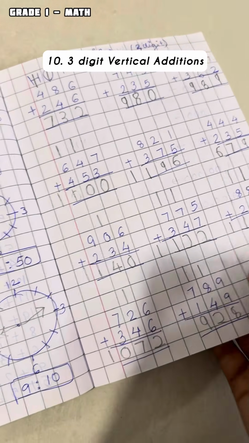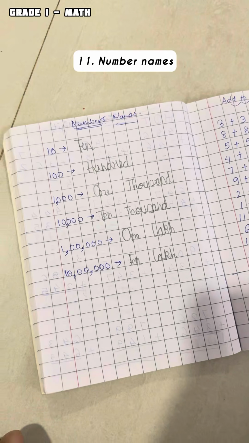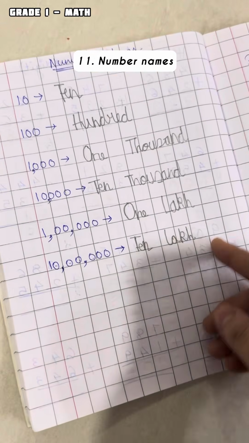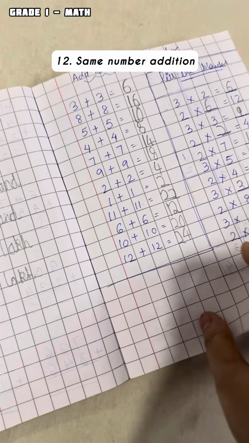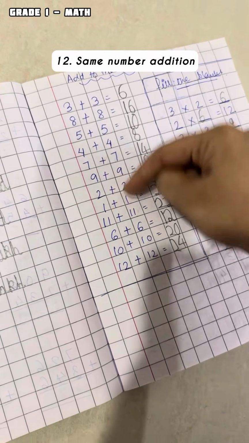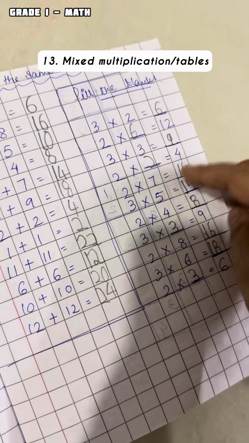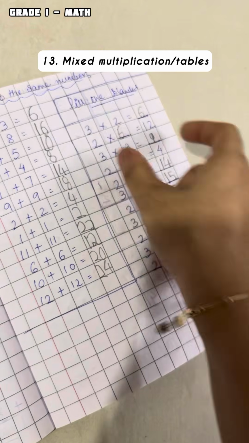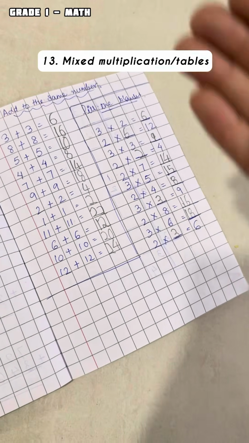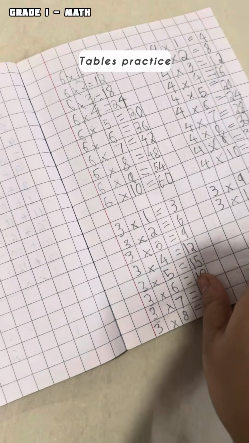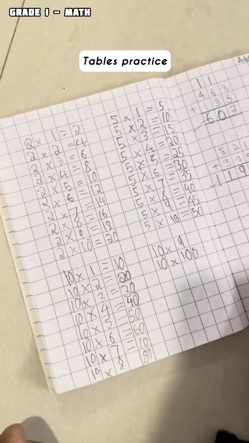How to carry it forward and take it ahead. And then number names randomly: 10, 100, 1000, 10,000, 1 lakh and 10 lakh. Addition of same numbers, we have given 3 plus 3, 8 plus 8, 5 plus 5 like that. And then fill in the blanks because he knows the 2, 3 tables very nicely. I gave them randomly. See, one is that tables come in sequence from the start, and another is giving them a mix. So I've given a mix over here. Then again Sudoku, and 6 table random practice we have done.